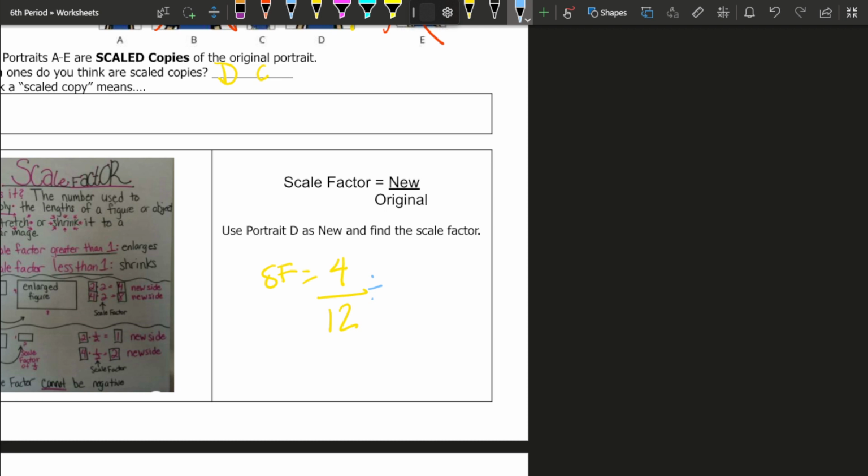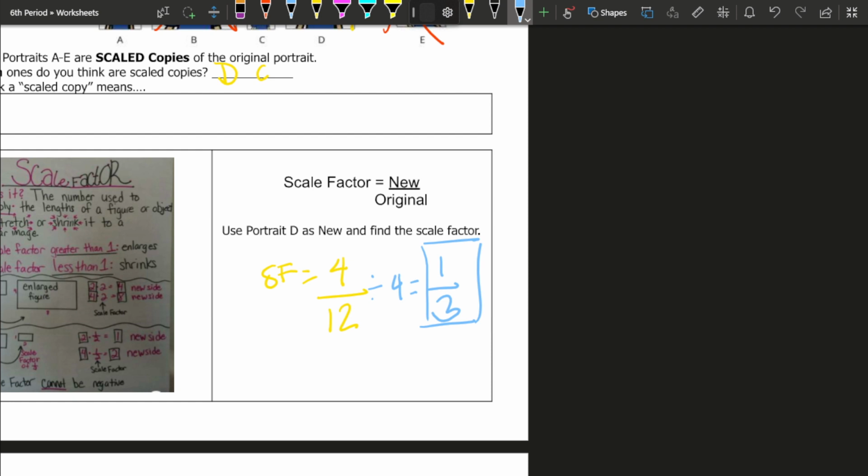Can we divide them by 2? Yes, we can. That will give us 2 over 6. But can we go higher than that? Can we divide both of them by 3? The 12, yes, but not the 4. Can we divide both of them by 4? Yeah. 4 divided by 4 gives you 1, and 12 divided by 4 gives you 3. So the scale factor is the proportion 1/3.